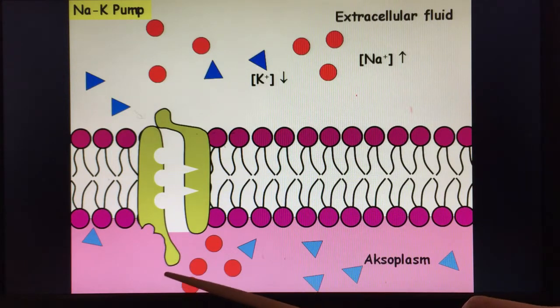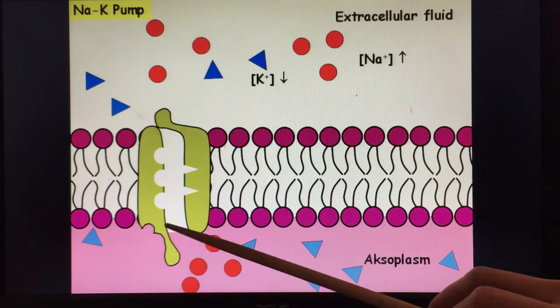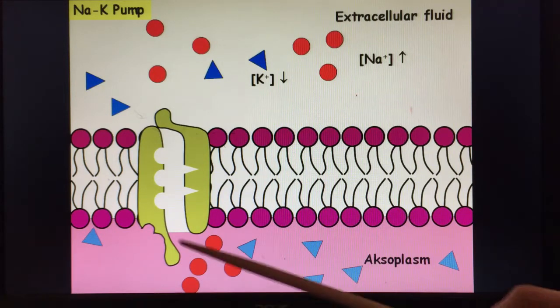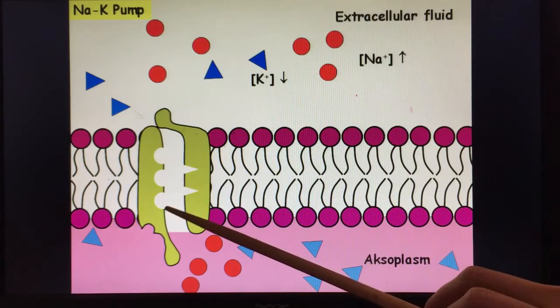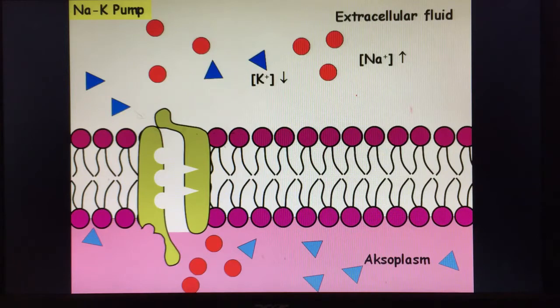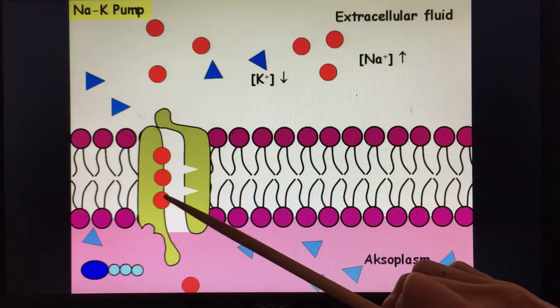And you please note for the transport protein, so now it is open towards the inner part of the membrane. So there are 3 sites in which the sodium ion can bind to the transport protein, which causes 3 sodium ions to bind to this site.